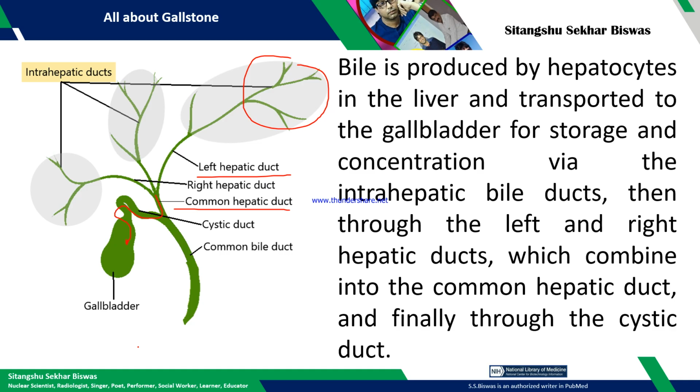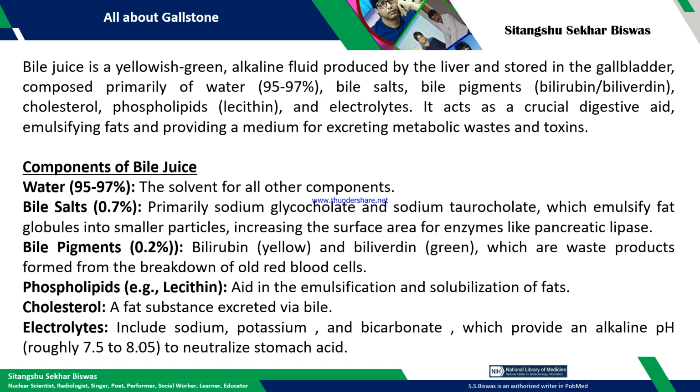This is the transportation of bile: forming, then storage in the gallbladder, and again from the gallbladder to the intestine. What is the composition of the bile? The color will be yellowish green, and as I told you, it is slightly alkaline in nature. 95 to 97% is water.